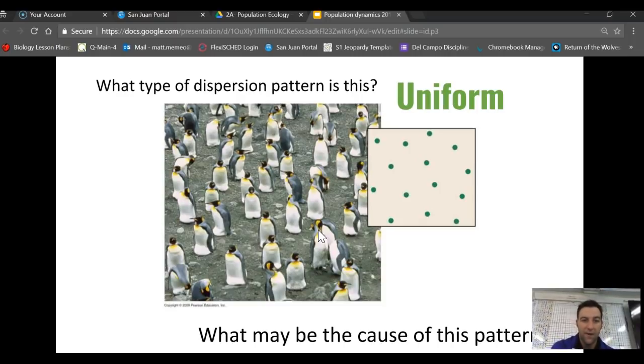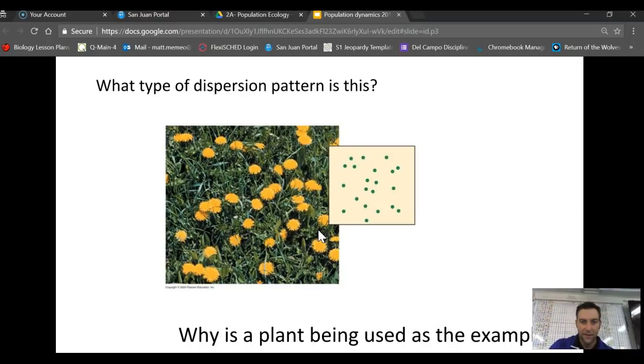These penguins have their own territories, and these are probably males, and the males in this species actually incubate the eggs. So they have their own territory. They don't want any other males coming into that area and messing with their unborn offspring. So they have their own specific territory, their own bubble, so to speak. So uniform: one of the main reasons we see this pattern in nature is because of territorial needs.